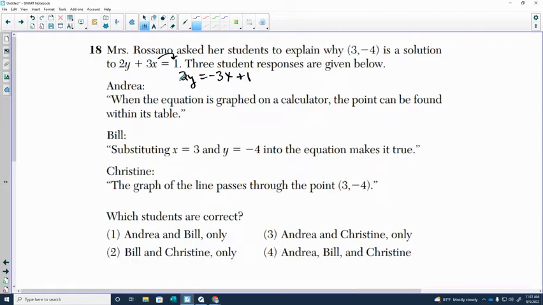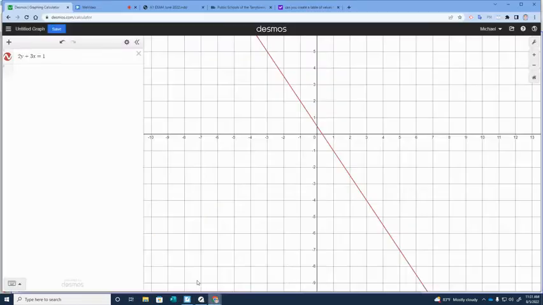But then to solve for y, I still need to get rid of this 2. The 2 is multiplying, so I'm going to divide it away, which means I have to divide both of these things on the other side by 2. It cancels out, and then the final answer here is going to be y = -3/2 x + 1/2. Okay, now that we solved for y, we can go back to our graphing calculator.